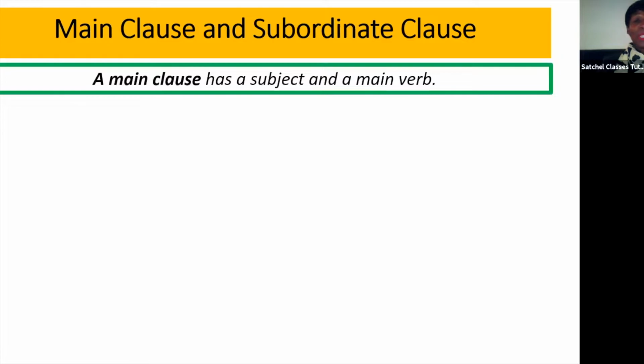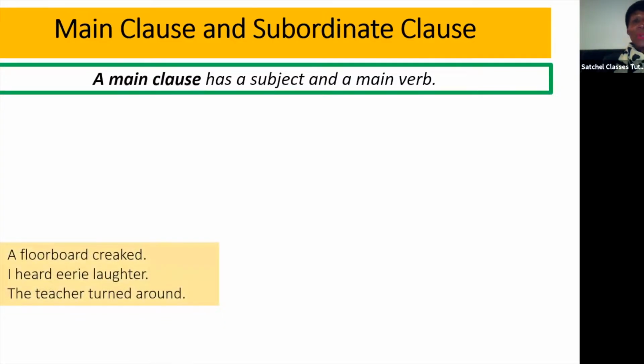Well, a main clause has a subject and a main verb. So, a floorboard creaked. The subject is a floorboard and the main verb is creaked. It makes sense on its own. I heard eerie laughter. The subject is I and the main verb is heard. It can stand alone as a sentence. And, the teacher turned around. The subject is the teacher and the main verb is turned.